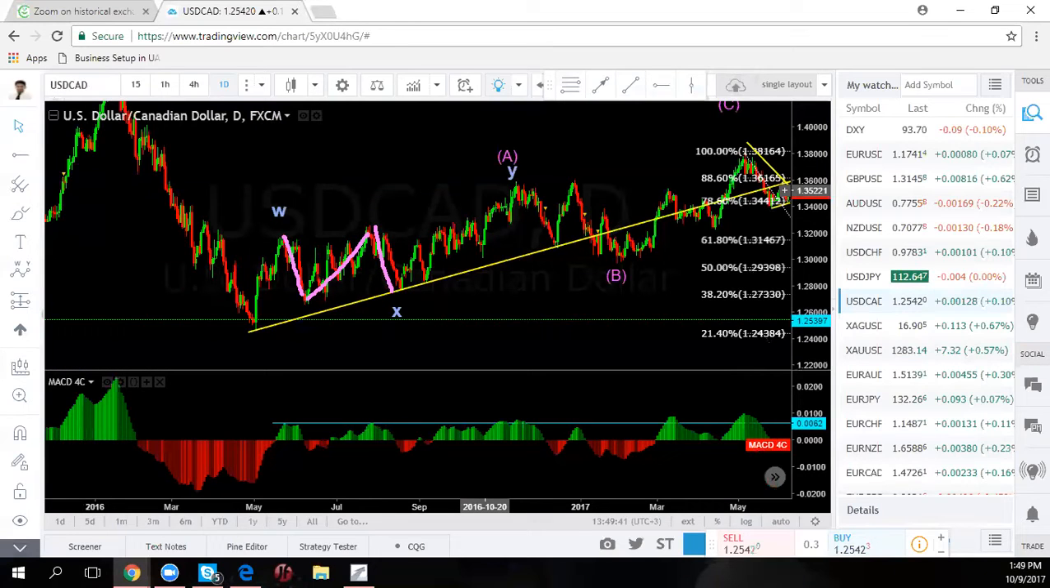Remember that part? Two sharp moves make a corrective running flat. Great. So this is a running flat. And if that is a running flat, this is your impulse, and that is your impulse. Make sense? See how confusing it is?